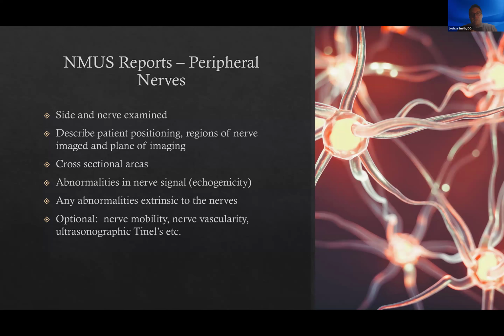information you're going to discuss is the measurement of the cross-sectional areas in the sagittal planes of the nerves, because there's a lot of normative data on that, and you're going to use that to know if there's enlargement or not. And then abnormalities in nerve signal, which you can call echogenicity, or some people call echo density. It's whatever you like to do, however you're trained. And then any abnormalities intrinsic or closely related to the nerves.